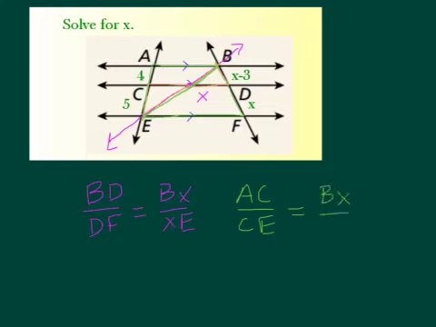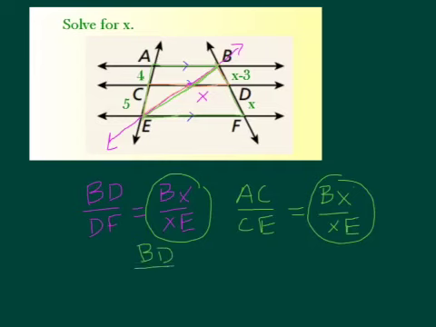over XE. The great thing about this is we have a common ratio between these two proportions. So, by the transitive property, I can say that BD over DF equals AC over CE. And that's going to be really helpful when we solve for X. So let's go ahead and do that.